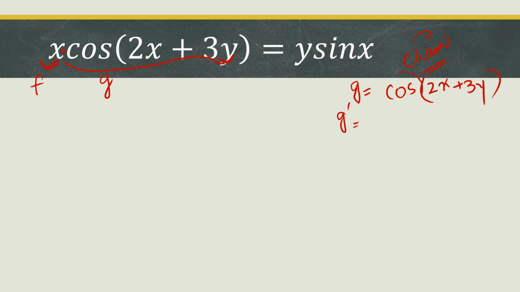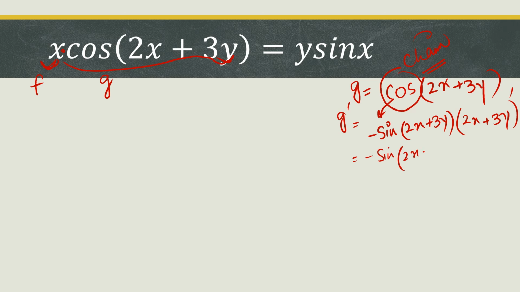Now, outer function is cos. So cos changes into minus sin. We write the angle as it is one time, and again we write the angle with the derivative. So you will get minus sin(2x + 3y) as it is. Now derivative of 2x is 2 and derivative of 3y is 3y prime.